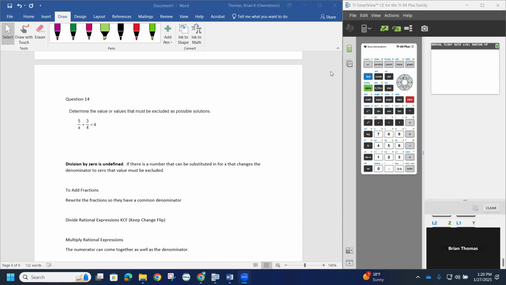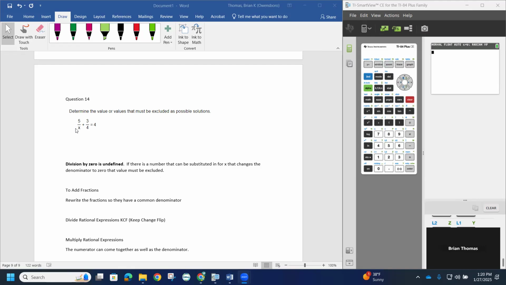So question 14, we start to get into equations. This statement says, determine the value or values that must be excluded as possible solutions. So remember, a solution is what makes the equation true, but there are certain things that we cannot do in math. And one of the things is division by zero is undefined. So what that means is if there's a number that can be substituted in for x that changes the denominator to a zero, that value must be excluded.